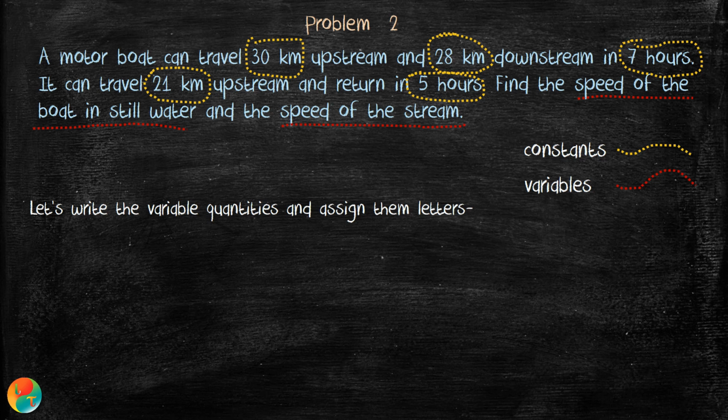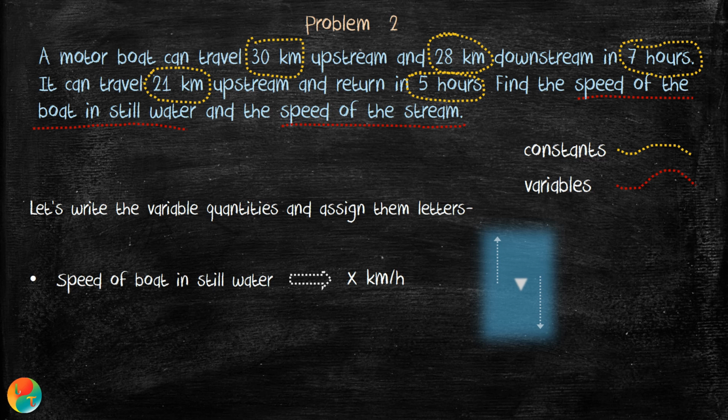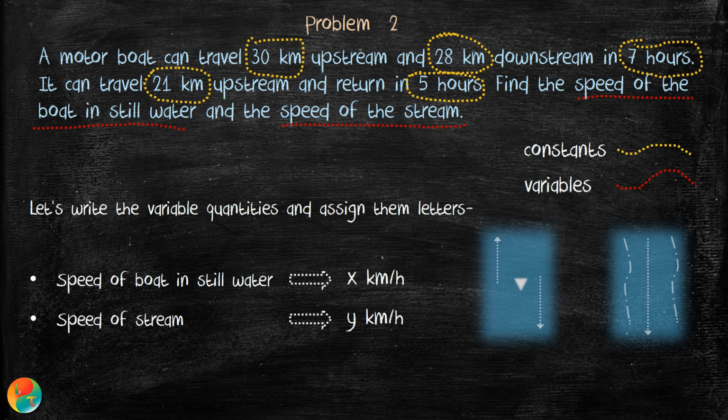Now we write the variable quantities and assign them letters. First is speed of boat in still water, that is x kilometers per hour. This little triangle is our boat, and the arrows are showing that it can go upstream and downstream if the water is still with the same speed, x kilometers per hour and x kilometers per hour. Now the speed of stream is y kilometers per hour, which is downwards.